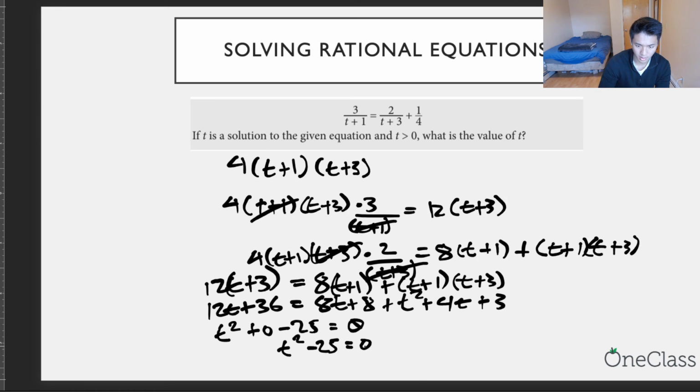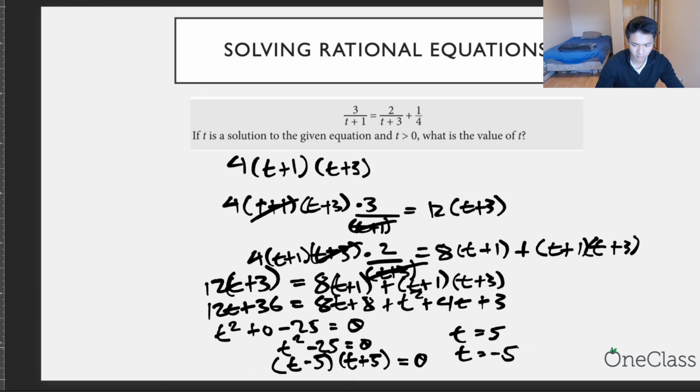This is probably going to look familiar, it's a difference of squares. And so fully factored, we have t minus 5 times t plus 5 equals 0. And so our two zeros are going to be t equals 5 and t equals negative 5.